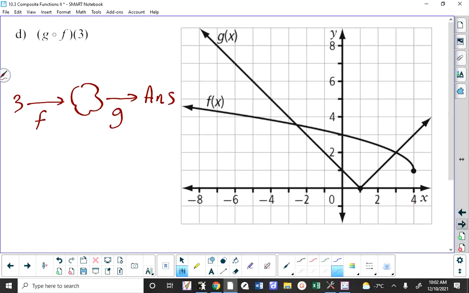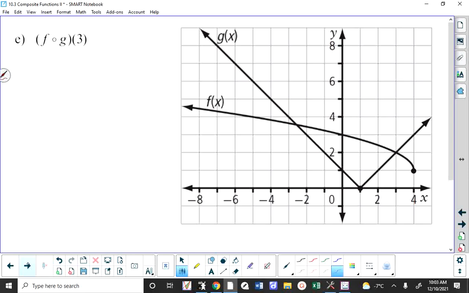It's 1, right? When I feed 3 through f, I get 2. And we just did this one. When I look at x equals 3, and I'm looking at the function f, the y coordinate is 2. So 2 comes out of f. Now I need to put 2 into this function. And this is the point we're talking about, which has an output of 1, so the answer is 1. All right.